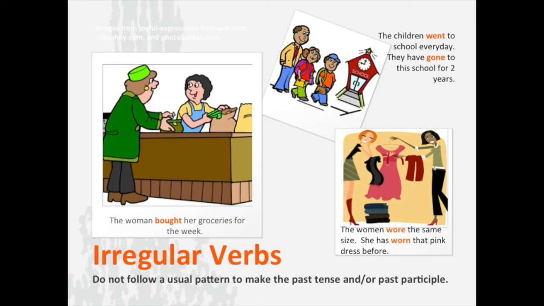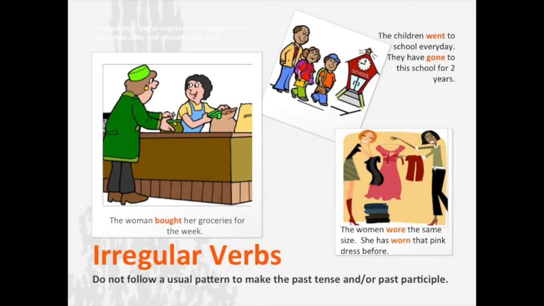They have gone to this school for 2 years. We have the helping verb have, which tells us we need to use the past participle form of the verb afterwards. Again, we don't use goed, we use gone. Last, the woman wore the same size. She has worn that pink dress before. Both of these verb forms in orange are forms of the verb wear, W-E-A-R. But we wouldn't use weared in either of these cases, either as the past tense in the first sentence or as the past participle after the helping verb has in the second sentence.